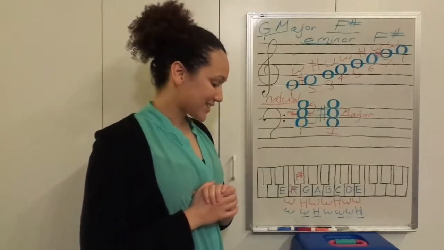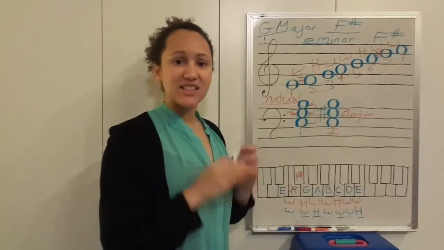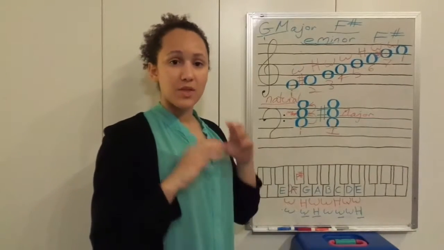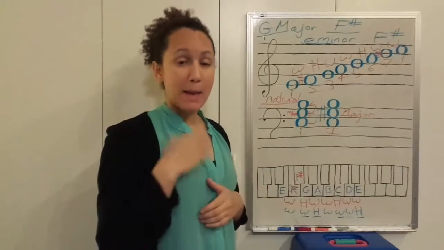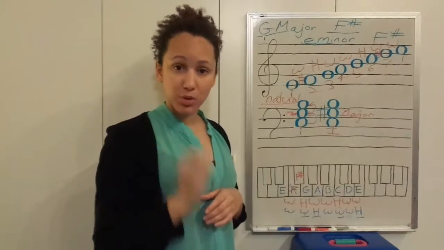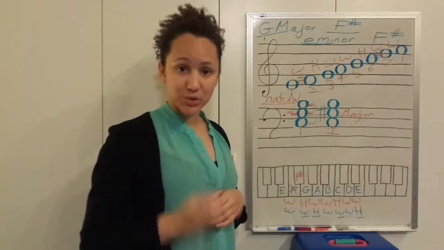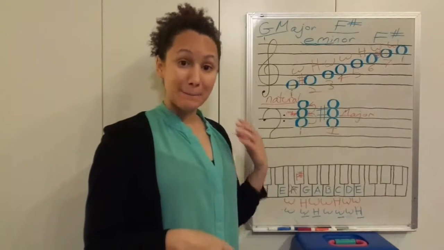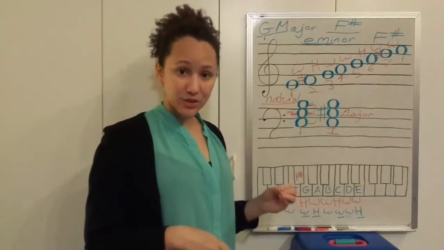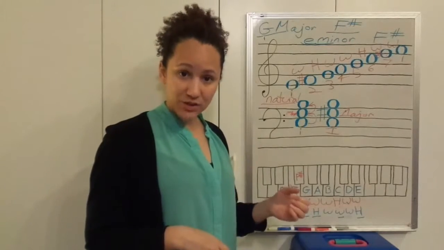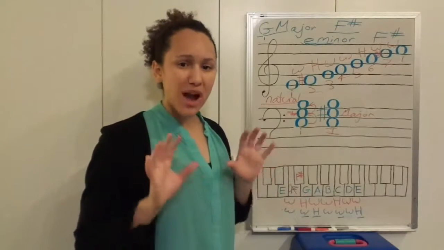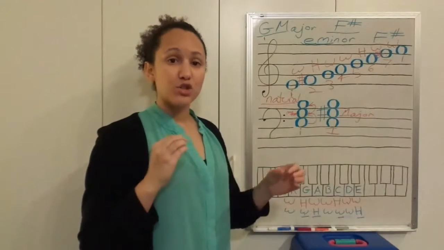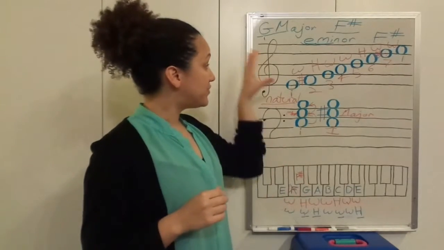Okay, go ahead and practice them as much as you can. Especially try to memorize the whole step, half step pattern for minor. Major is whole step, half step, whole step, whole step, whole step, half step. Minor is whole step, half step, whole step, half step, whole step, whole step. So they're very different. Try to memorize both of those so that you can pick up visually.